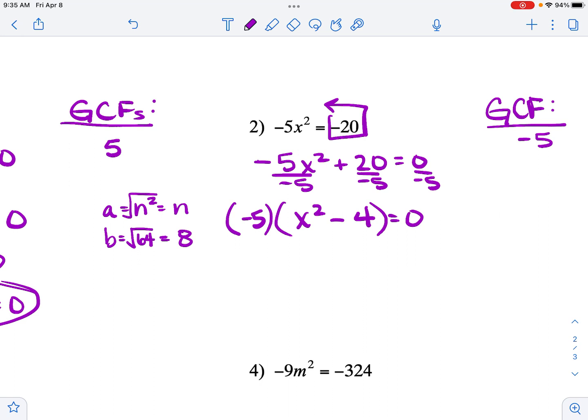Determine if our A and C are both perfect squares. Yes. The exponent is even. 4 is 2 times 2. Take the square root of each. So A is going to be x, and B is going to be 2. So we have negative 5 times x plus 2, and x minus 2.